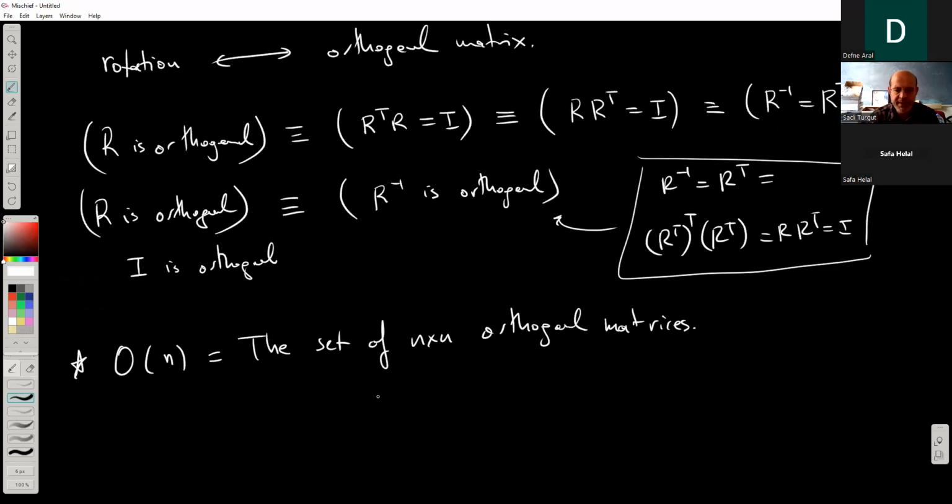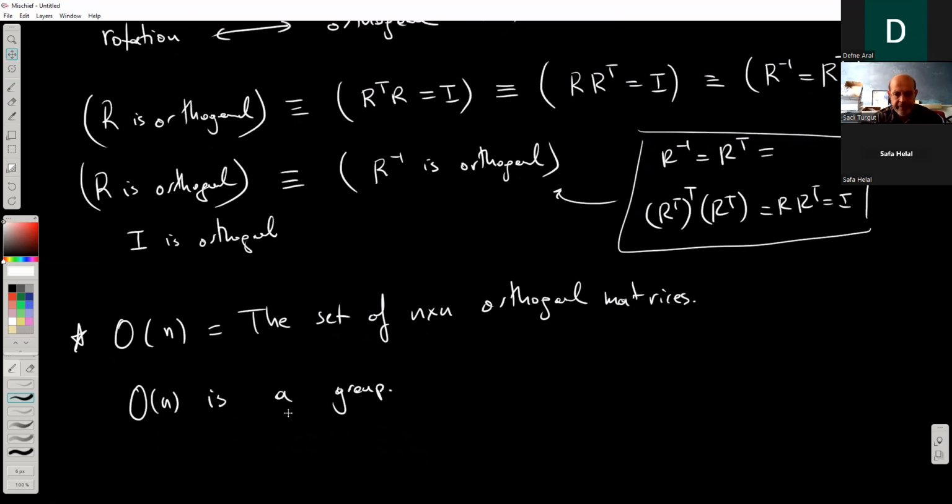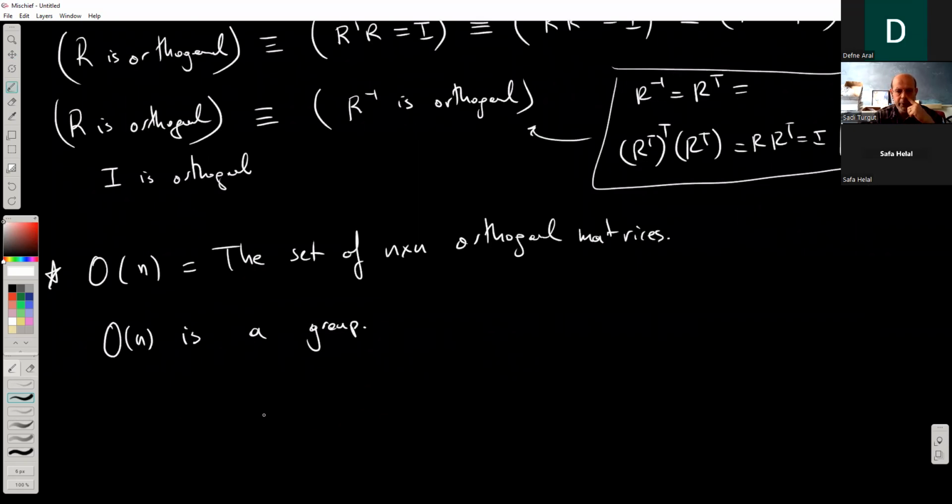The set of n by n orthogonal matrices, O(n), is a group. What's important for us is that the product of two orthogonal matrices is also orthogonal. Sorry for not adding this earlier, but I need to check all the group properties: it's an associative product and so on.